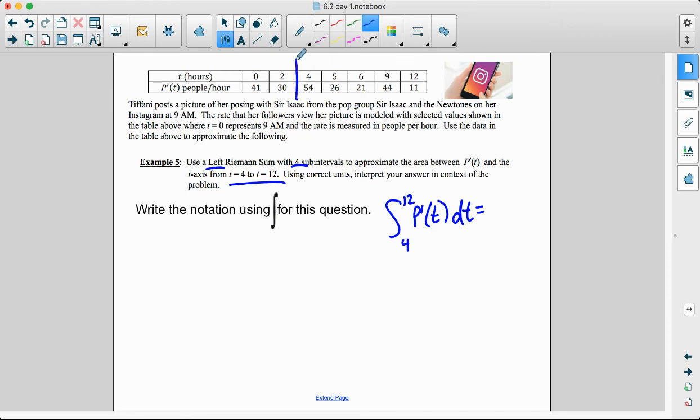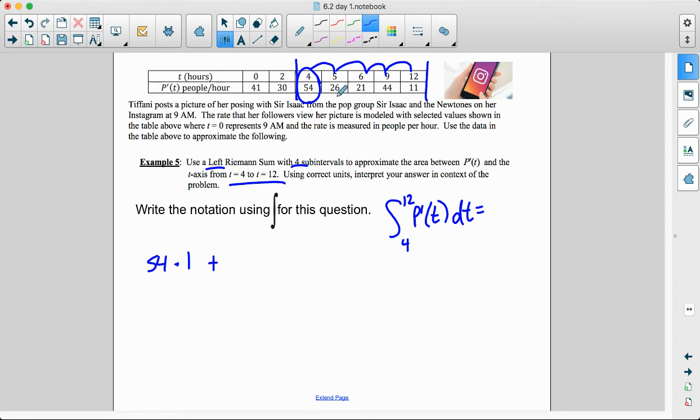So we're going from 4 to 12. So we're going to use 1, 2, 3, 4 intervals. So 4 to 5 is one of them, 5 to 6 is another, 6 to 9, and 9 to 12. So we're using the left side of the rectangle. So the first rectangle, number 1, will have a height of 54 and a width of 1. That's the difference from 4 to 5.